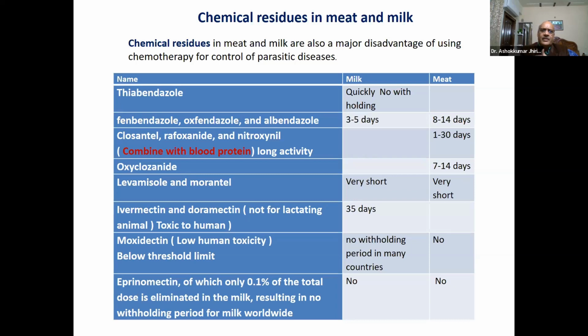Moxidectin is comparatively lesser than ivermectin and doramectin. And in some countries, there is no withholding period for moxidectin. But another derivative of ivermectin, eprinomectin, is not secreted in the milk in very high amounts, so it is used in lactating animals, and there is no withholding period. So the withholding period for milk and meat needs to be considered before using. If you are using it in food animals, you need to be very careful about which has the higher withholding period and which has the lower. These are points for consideration.